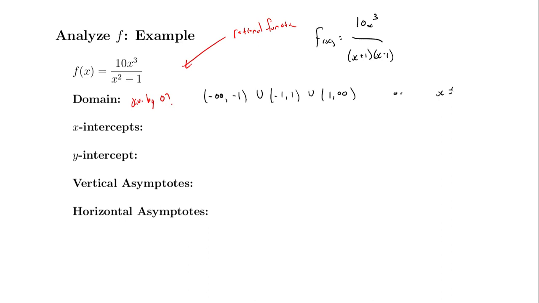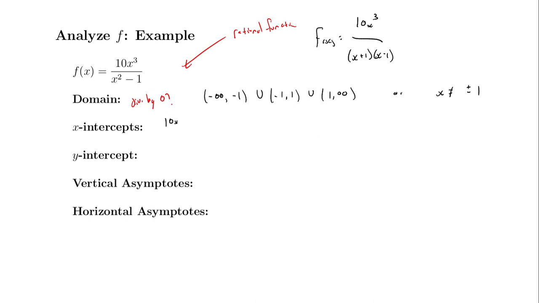Or if you want, you can say all the x values except plus or minus 1. This is going to be really important for us later on. It's going to be obviously a really important part for graphing this function to get an idea of what's going on here. For our x-intercepts, we're going to try and set this thing equal to 0.